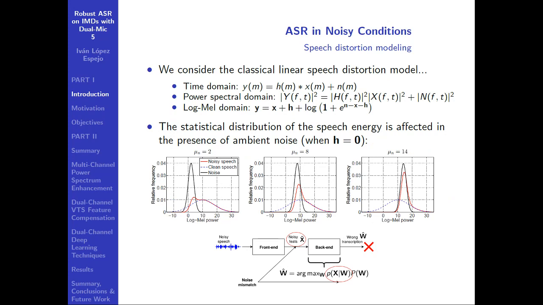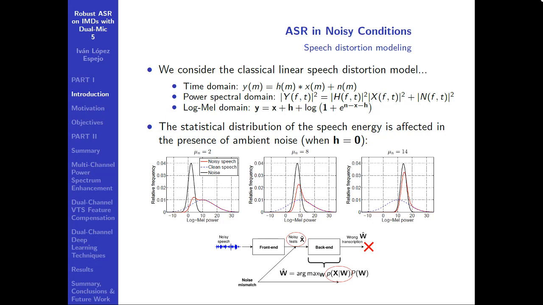First, we should model what's happening, and in this thesis we consider the classical linear speech distortion model, which has this form in the time domain. I mean, the noisy speech signal equals the clean speech signal convolved by the channel noise plus the background noise. And this speech distortion model can be alternatively expressed this way in other domains.